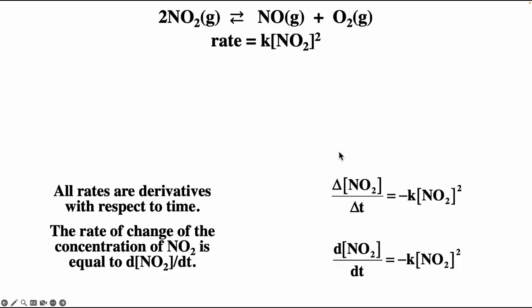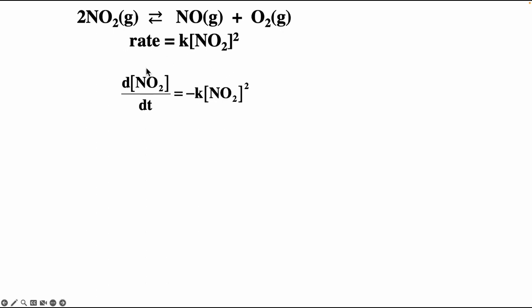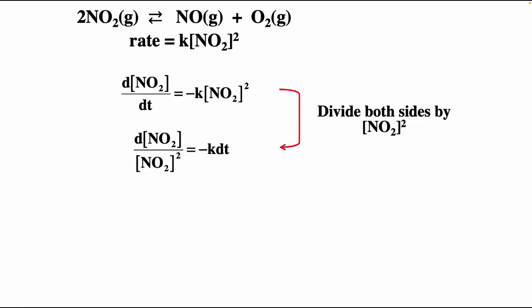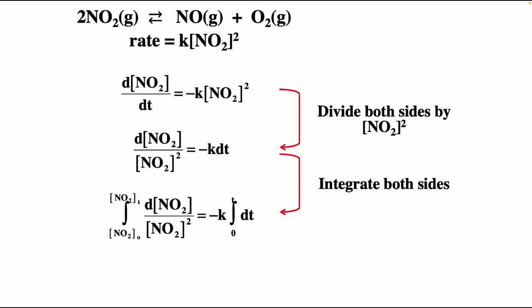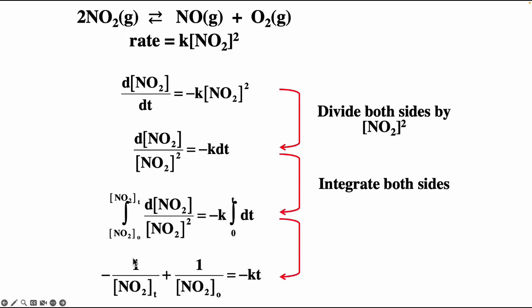Now again, rate just means change in concentration over change in time equals k times concentration squared, because this is second order. And again, if we want to be a little bit more exact, we change these deltas to d's. Now this gives us this equation. And if we multiply both sides by dt and divide both sides by the concentration squared, that gives us that. And then if we integrate, we get minus 1 over the concentration at time t plus 1 over the initial concentration equals minus kt.